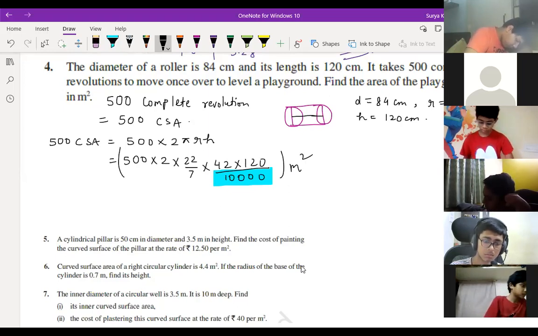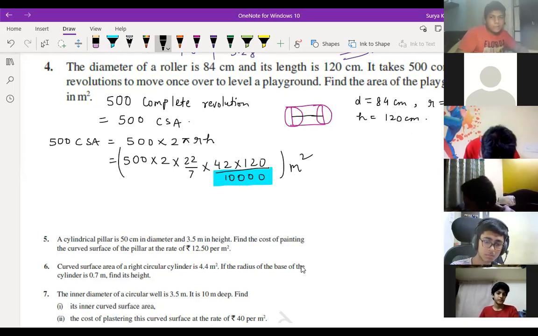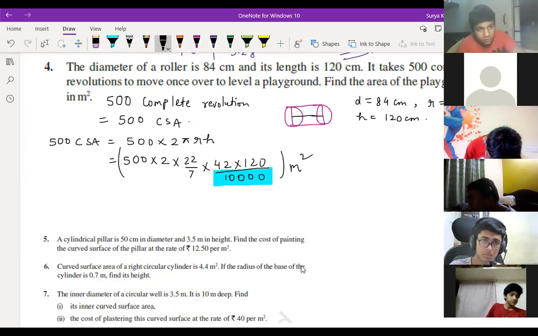Sir, I got the total answer as 1584 meter square. Okay, fine. So children, before dividing by 1 followed by 4 zeros, the answer was in centimeter square. If I divide by 1 followed by 4 zeros, the answer becomes in meter square.